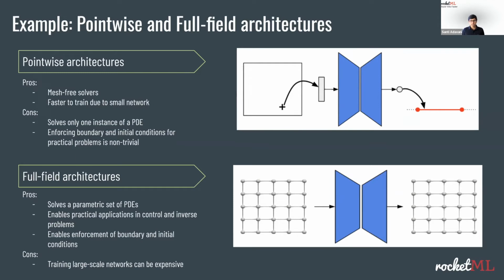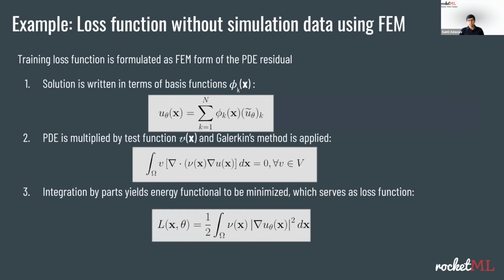But the cons of this are that training this at scale is very expensive, right? Because you are talking about a lot of big data, because the data dimensions are not just point-wise, they're big. It takes a long time to train these networks. Okay. So the same thing with loss functions, right?